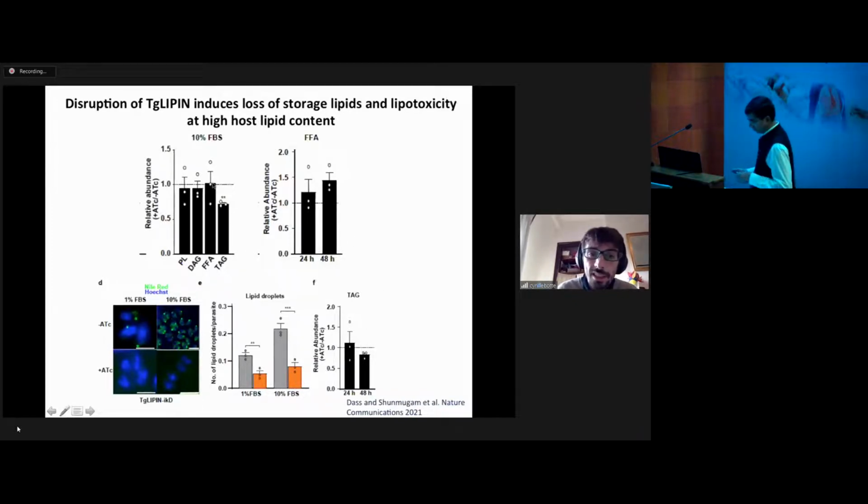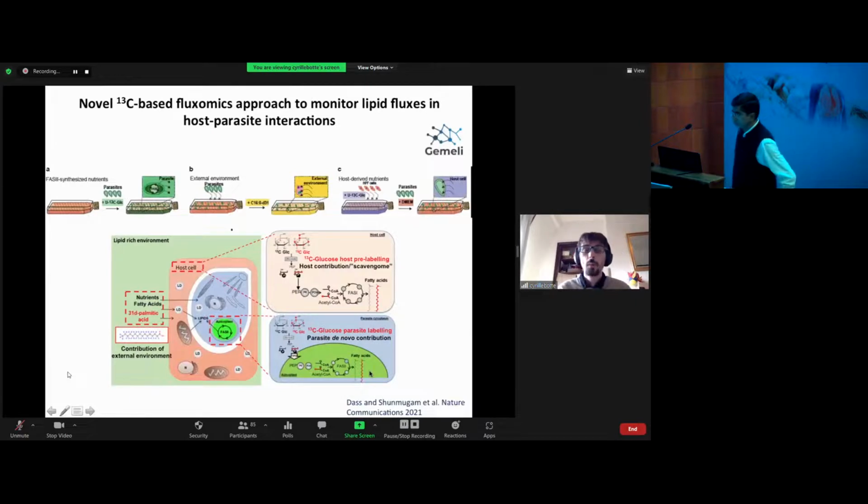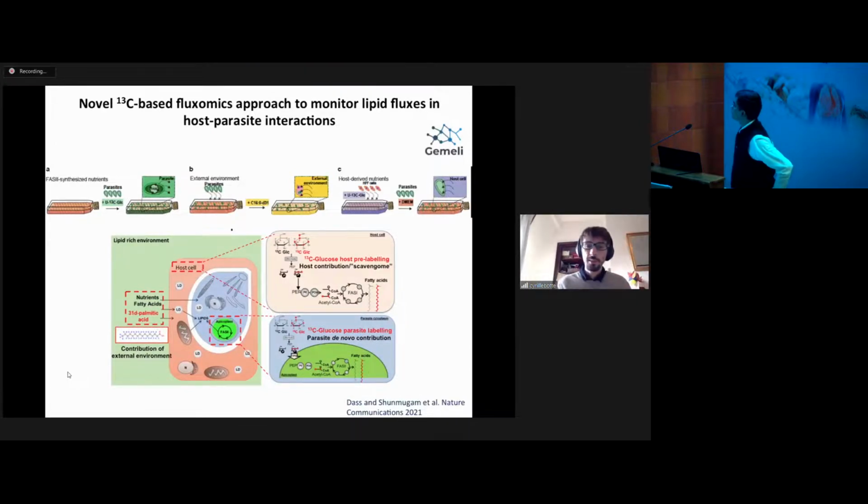So where is the accumulation of free fatty acid coming from, and where do we have a loss of TAG? To do so, we pushed our stable isotope labeling a little further to monitor the different origin of lipids. So I already presented you the fact of using stable isotope labeling with C13 glucose to monitor the apicoplast FASII activity. And then we use another technique.